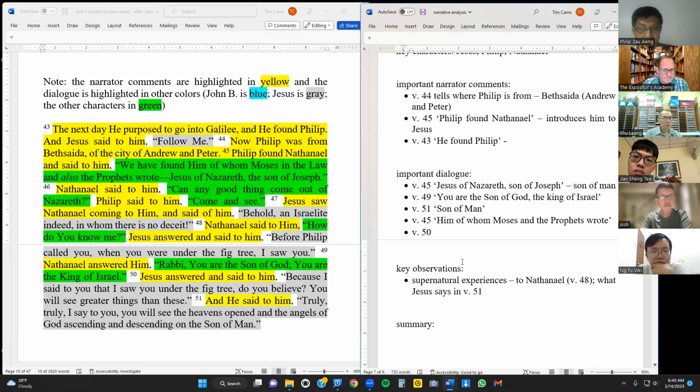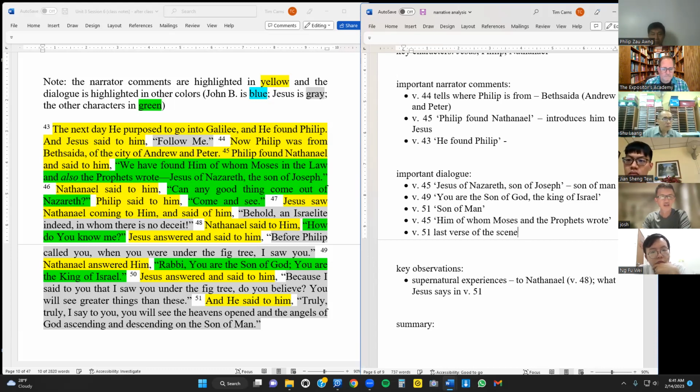Josh, do you have anything? Yeah, I think verse 51 is like, you know, the narrator wanted to end this scene with his last words. So that seems to highlight the importance of verse 51. I mean, this is my observation.